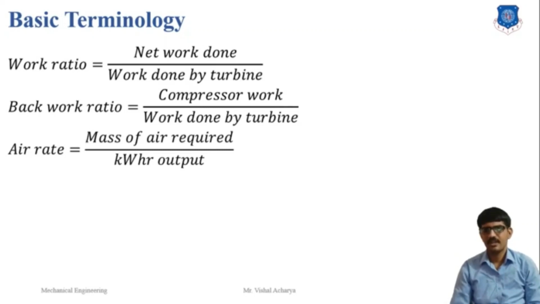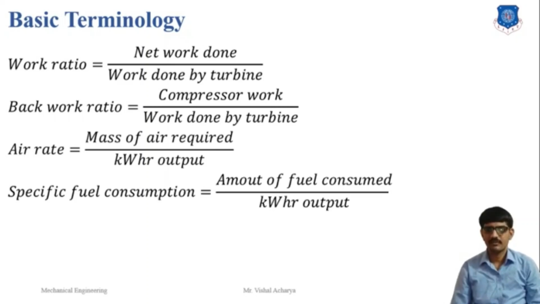We already discussed this. Air rate means the requirement of air for 1 kilowatt of power produced for 1 hour. This is called the air rate, and in mathematical terms it is the ratio of the mass of air required to the kilowatt hour power output. Next is the specific fuel consumption. For the required 1 kilowatt hour power output, the fuel consumed is called the specific fuel consumption, the ratio of the amount of fuel consumed divided by the kilowatt hour output.